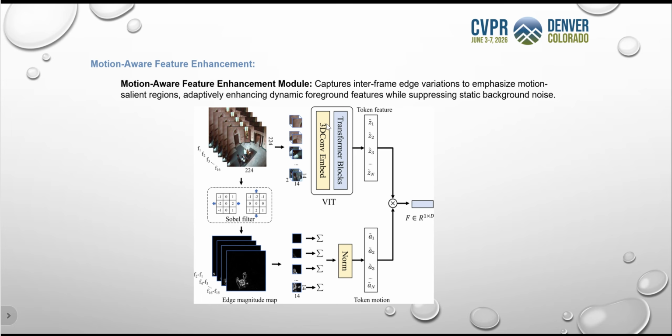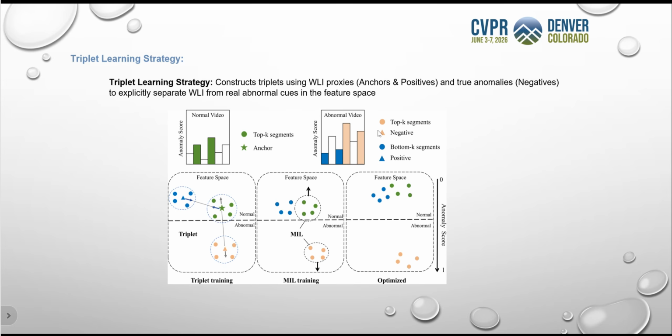With these enhanced features, our second and most core pillar comes into play, the triplet learning strategy. To explicitly eliminate WLI interference, we pull WLI segments away from true anomalies in the latent feature space. We dynamically construct triplets using the anomaly scores predicted by the model itself. We select high anomaly scoring segments from normal videos. Since they are from normal videos but scored highly, they serve as a perfect proxy for atypical WLI.